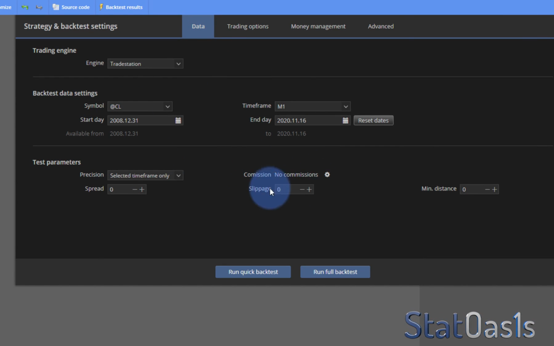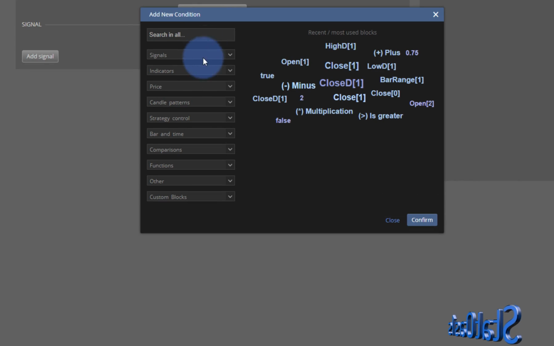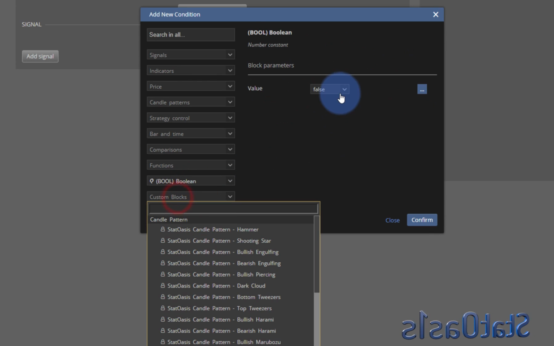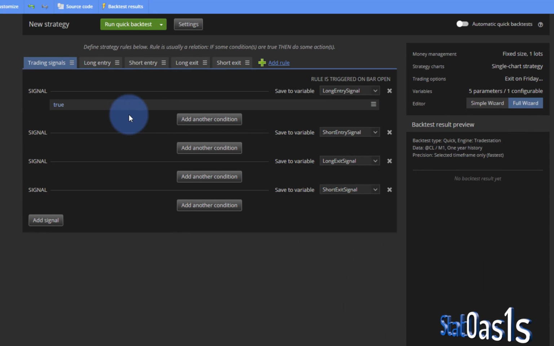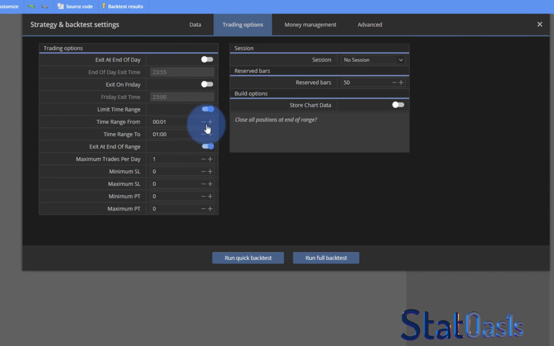So when I go to data, remember, no commission and no slippage. Now that we decide on the logic, I'm only going to go long for now. So I only need a Boolean true. So that means it's always true. So if this is always true, then it only needs to match this condition, which is only when this time enter and exit. And then we run it.